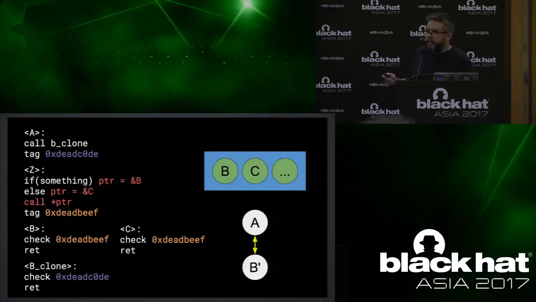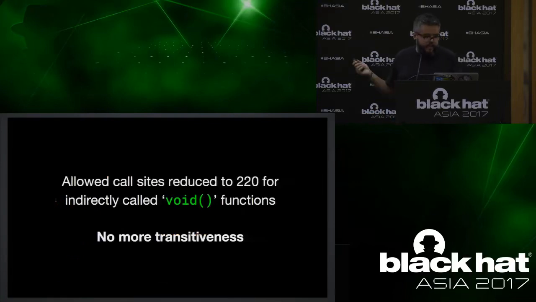This will result in something more or less like this. We have a function A, which now calls B clone, and we have this function Z that can call both B and C through the pointer. Thus they will put the tag for the prototype here. Both B and C still check for the same tag before returning. But now we have a B clone here that checks for a different tag, and the B clone is actually what is being called in A. So C is no longer allowed to return here. That's more or less how we solve this transitive clustering relaxation problem. By doing this, the allowed call sites are reduced to 220 for indirectly called void functions. As you can see, this is a meaningful optimization. We did make some advancement here. And of course, this happens because we have no more transitiveness.